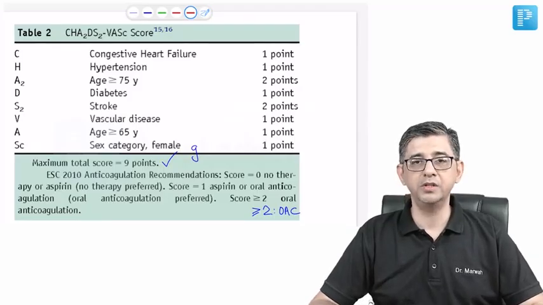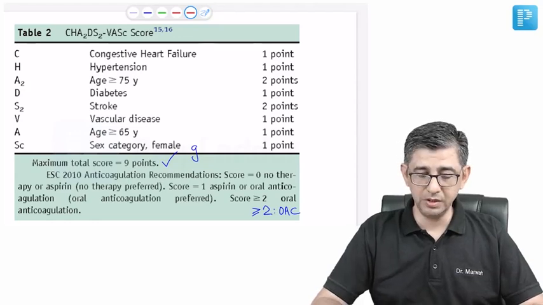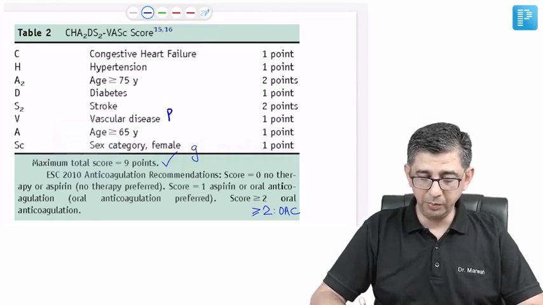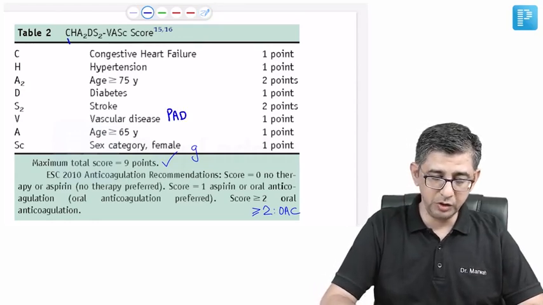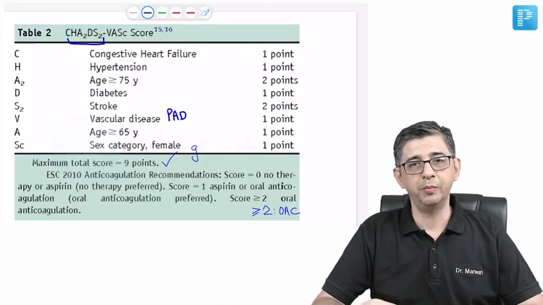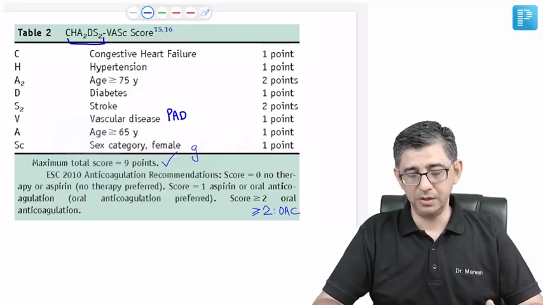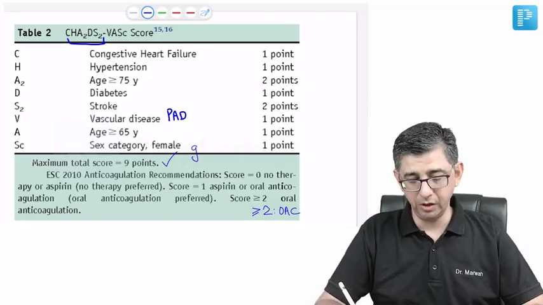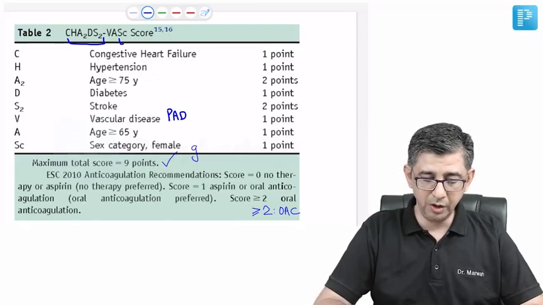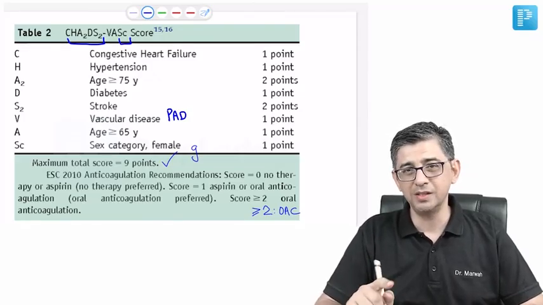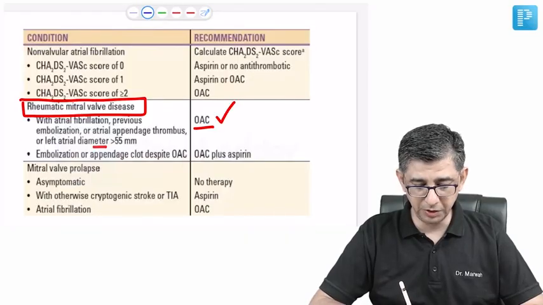As far as the components of the CHA2DS2-VASc score are concerned, VA stands for vascular disease. Vascular disease would mean peripheral arterial disease, because I divided this into two: congestive heart failure, hypertension, age, diabetes mellitus, stroke. Then VA is vascular disease, then the age component coming up again, and the gender component. SC here means sex category. The alphabet S and a small c here mean the sex category of the patient.